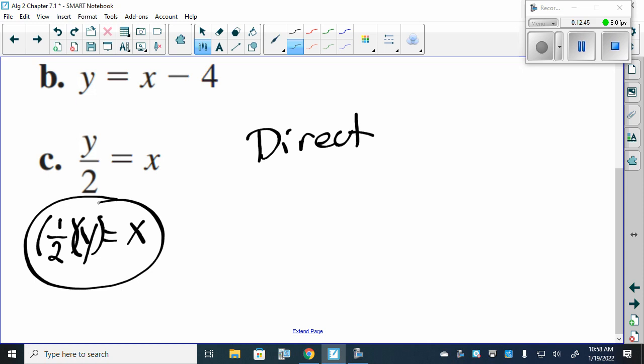So if we're having a little trouble looking at it, we can get it to where y is by itself. It's a little bit easier to see by multiplying both sides by 2. Any other questions on this here?